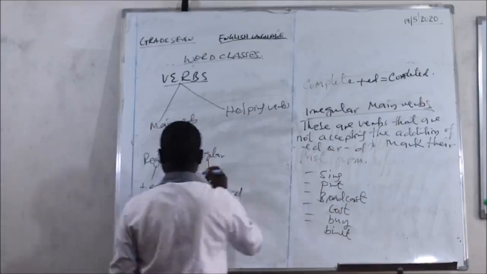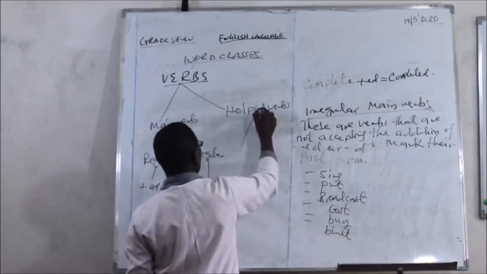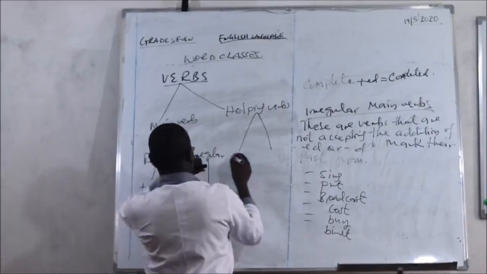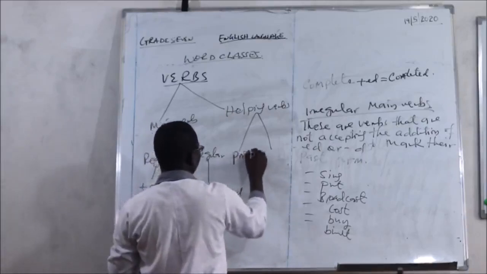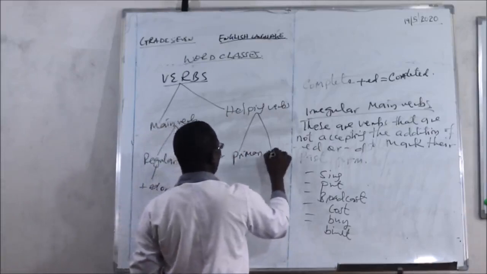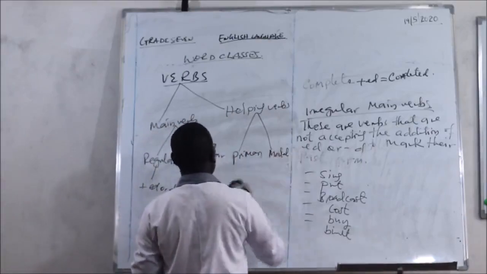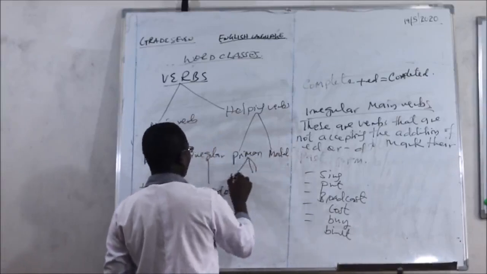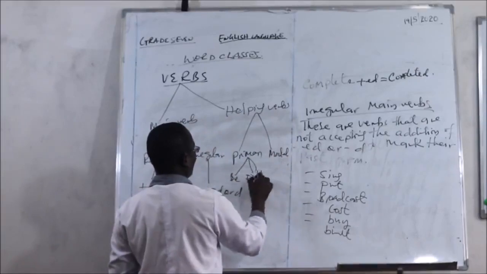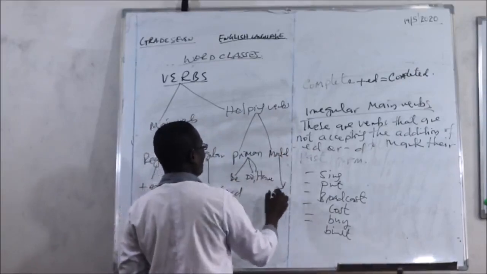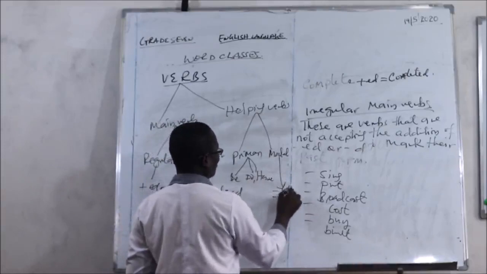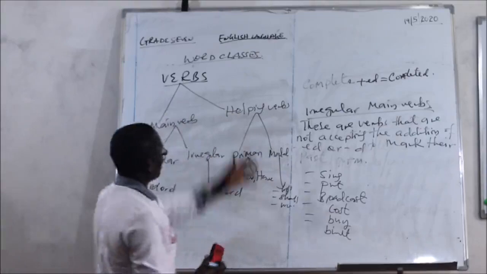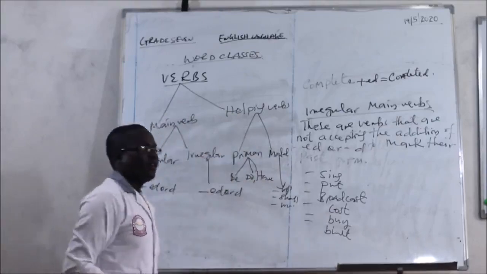Then coming to the helping verb, we have two of them. In the next lesson we are going to start with them. We have the primary helping verb, then we have the modal helping verb. In the primary helping verbs we have to be, to do, and to have. In the modal helping verbs we have will, shall, and the rest. Now this is what we can simply summarize to be the verb.